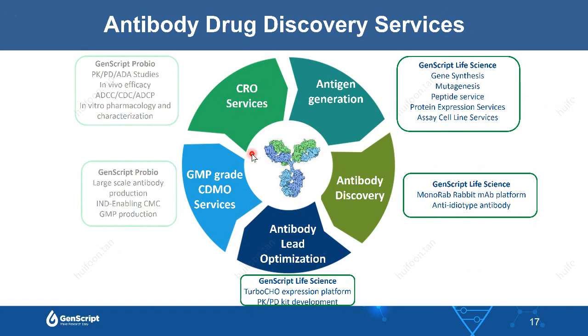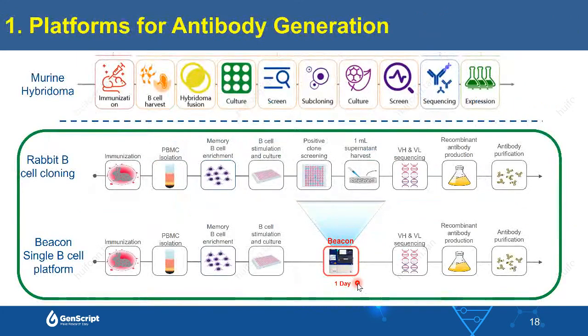In today's talk, I will mainly focus on two of our life science group services, which are the antibody generation in the rabbit monoclonal antibody service and our proprietary TurboCHO antibody expression platform. First of all, GenScript is an award-winning custom antibody provider with over 15 years of experience, having successfully delivered 50,000 antibodies. We have proprietary technology to cover not only antigen design, but also discovery platforms and beyond.